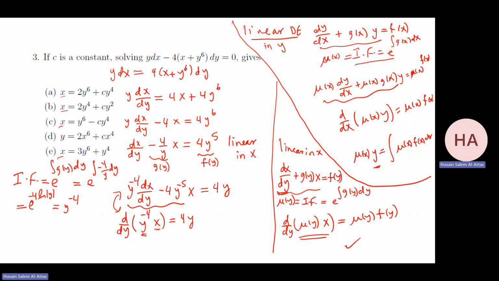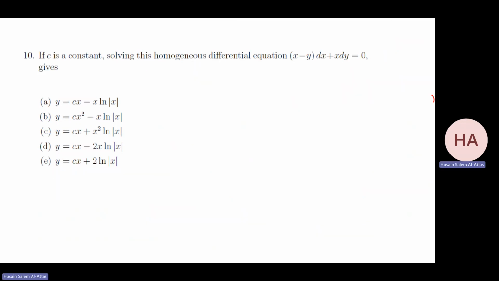Okay. Now integrate, you'll get what? This is y to the power minus 4 x. What's the integral of 4y with respect to y? I have 2y squared plus c. I'm looking for x. So multiply by y to the power 4. I have x equal 2y to the power 6 plus c y to the power 4. Which is this? This is my answer.